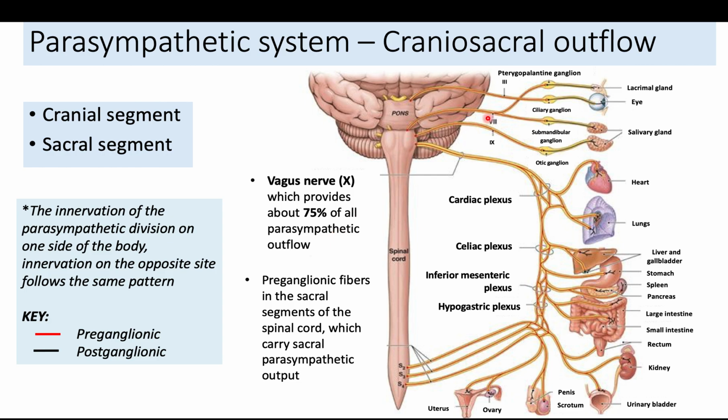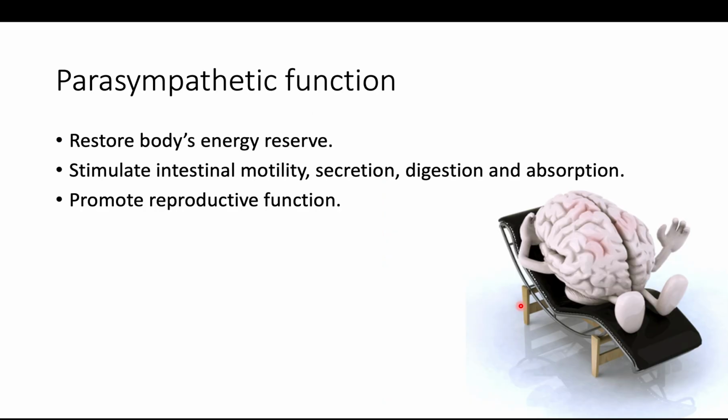From here, we will have a look at the cardiac plexus, celiac plexus, inferior mesenteric plexus, and so on. Okay, never mind. So what are the functions of the parasympathetic system? I did mention it so many times. The function is for rest and digest, to restore the body's energy, and to reserve it for sympathetic activity later on.